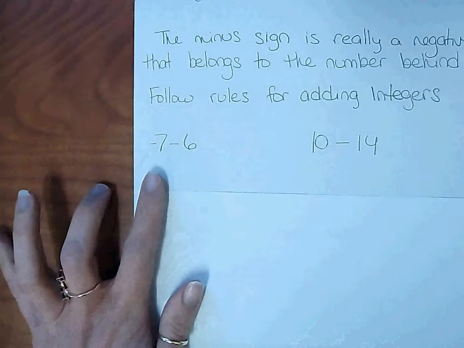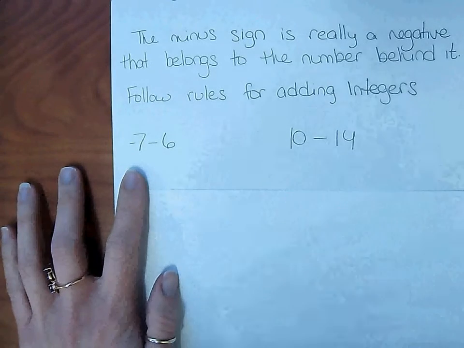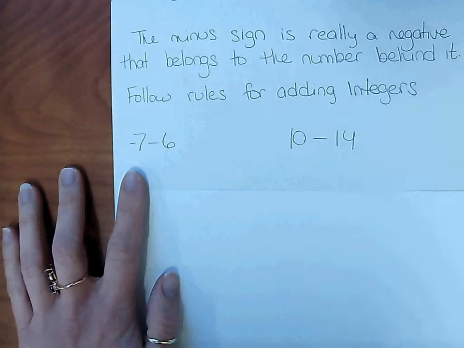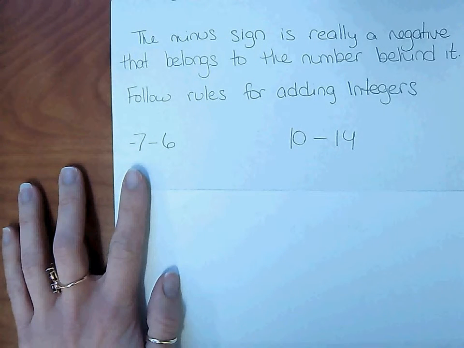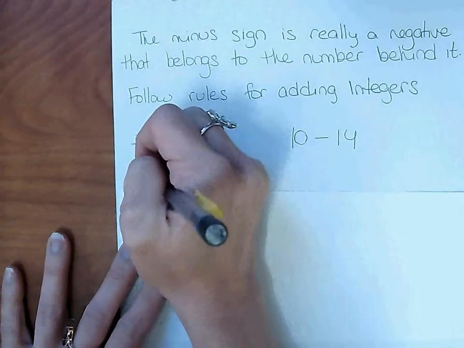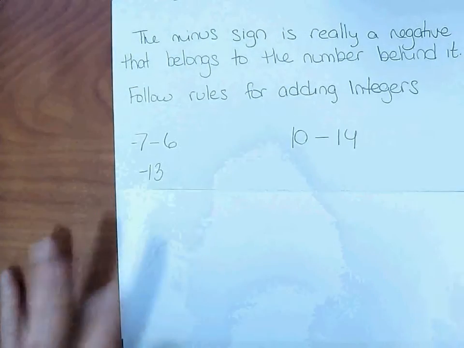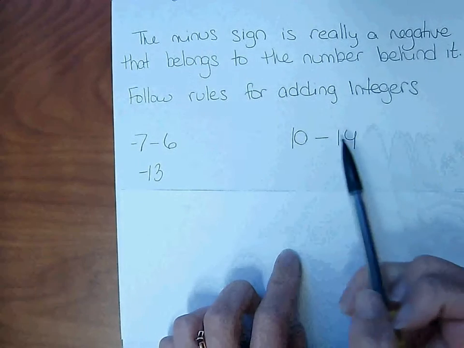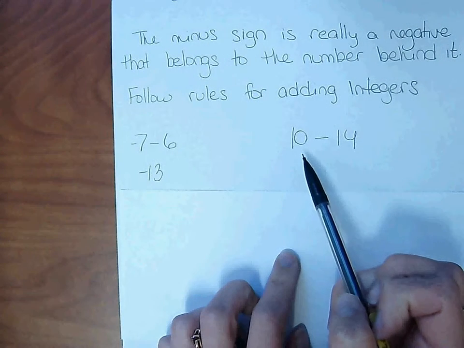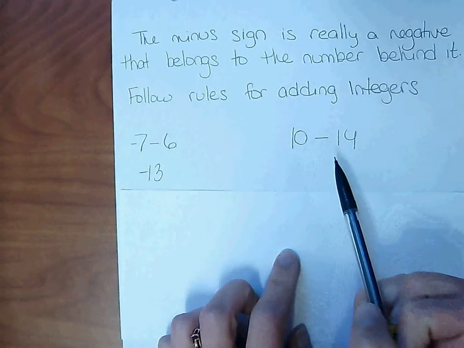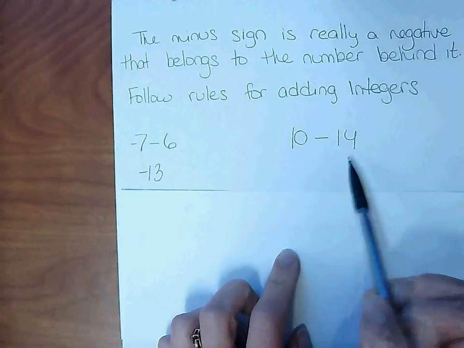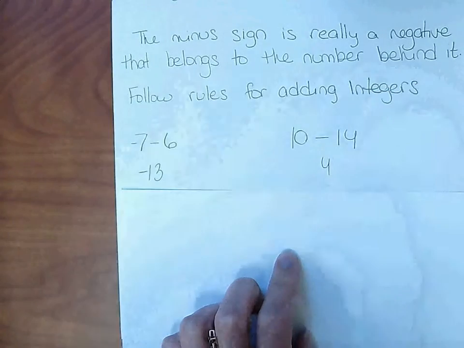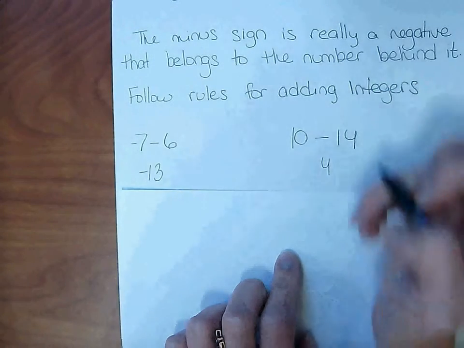So here, this is a negative 7 minus 6, or you can think of it as a negative 7 and a negative 6 being added together. Same sign, add the numbers, and keep the common sign, negative 13. Here we have a positive 10 and a negative 14. A positive and a negative, different signs, subtract. 4, keep the sign of the number with the greater absolute value, negative 4.